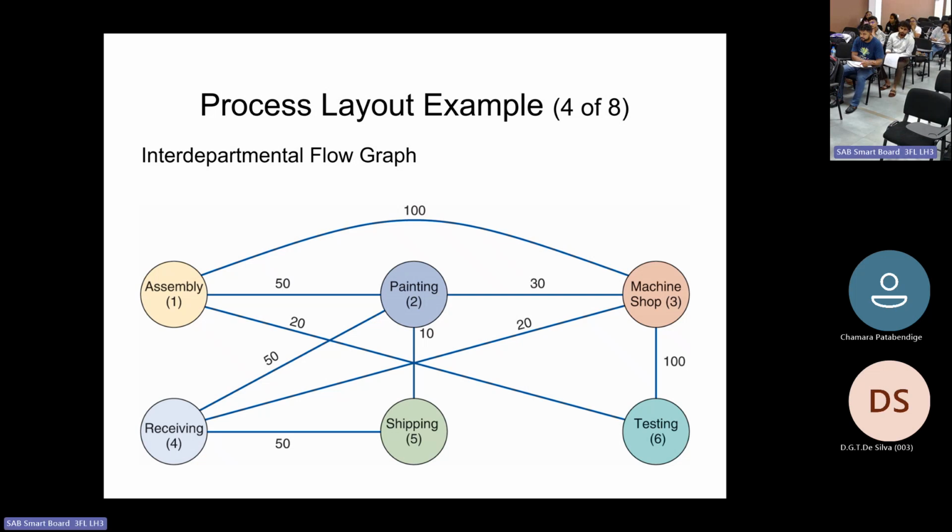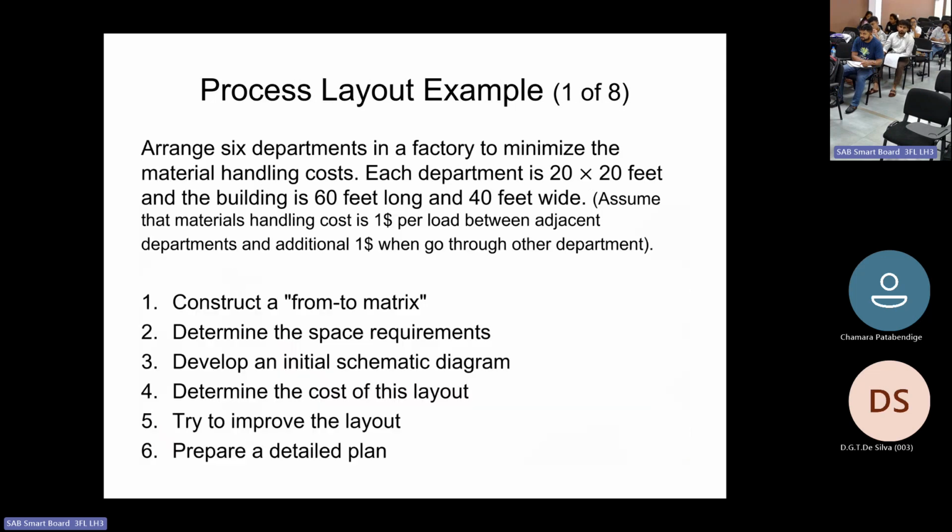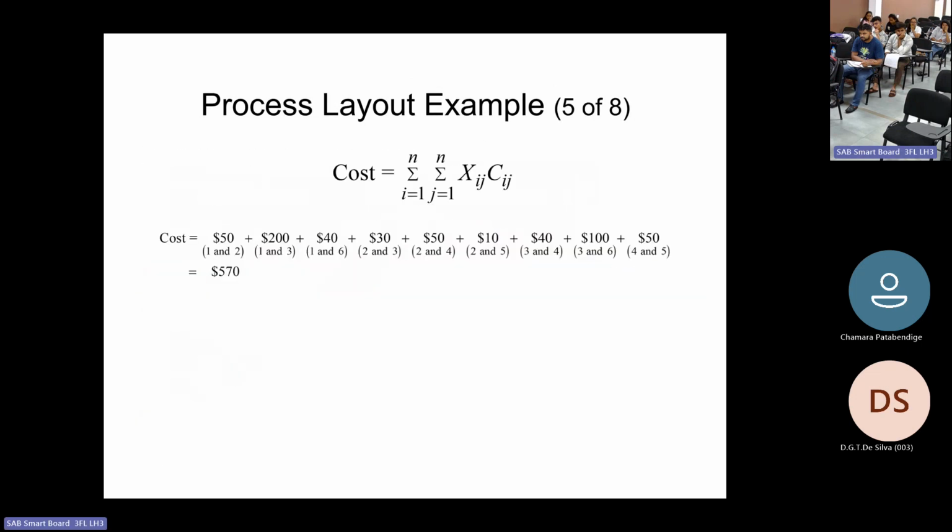In exam questions, if only the transactions are given, calculations are easier. Sometimes you will be given, as in this example, the transportation cost aspect, so that you have to calculate the total transportation cost. I don't think that will come in the exam, but if you are given transportation cost, you will have to calculate the material handling cost for the initial solution. How to do that? Using an equation like this.